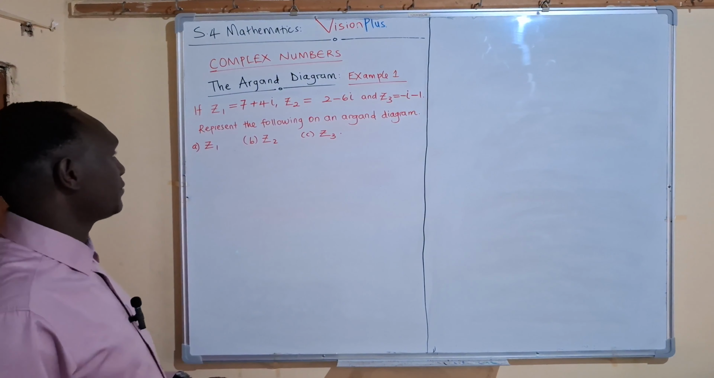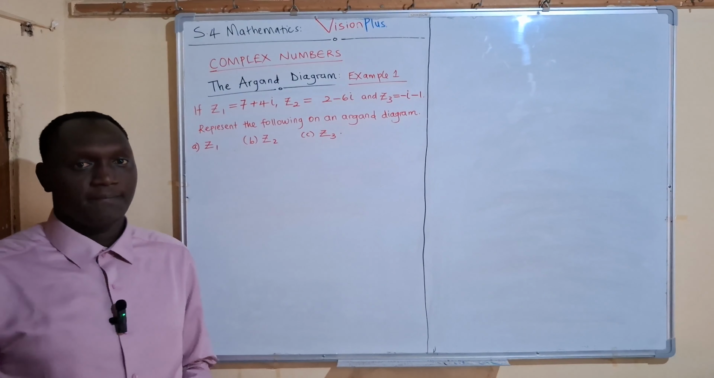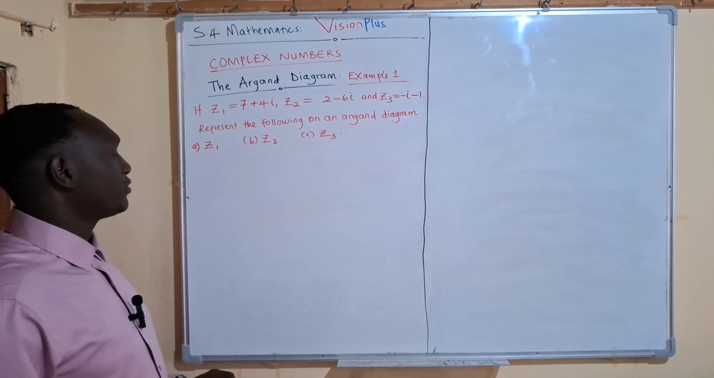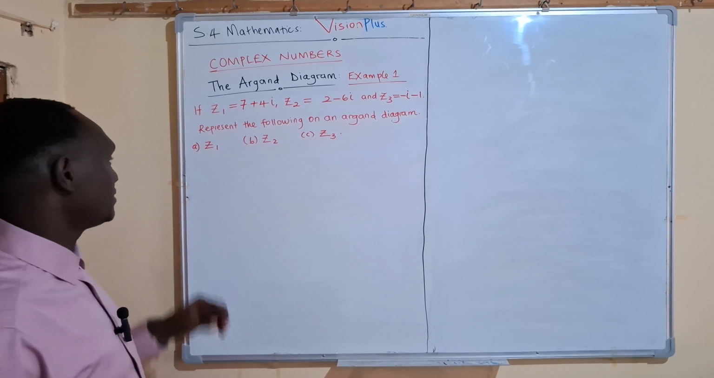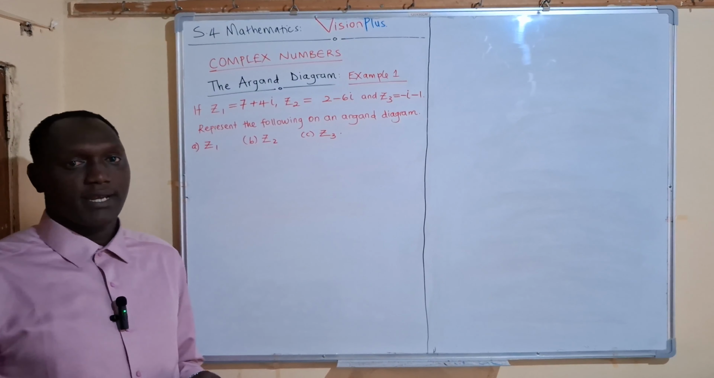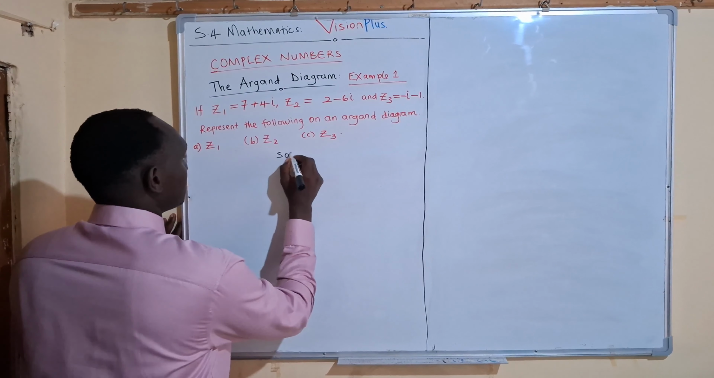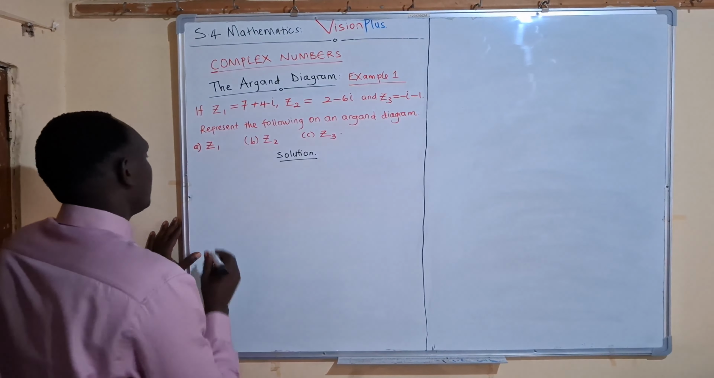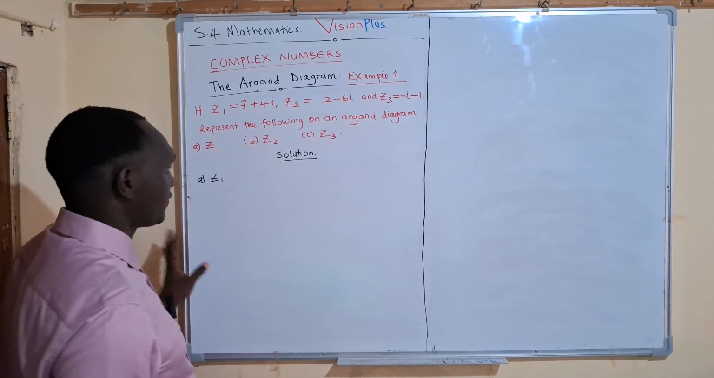Example 1 says that we are given three complex numbers Z1, Z2 and Z3. The question says that we need to represent the following on an Argand diagram. Part A says represent Z1 on an Argand diagram. So the solution is part A, representing Z1 on the Argand diagram.